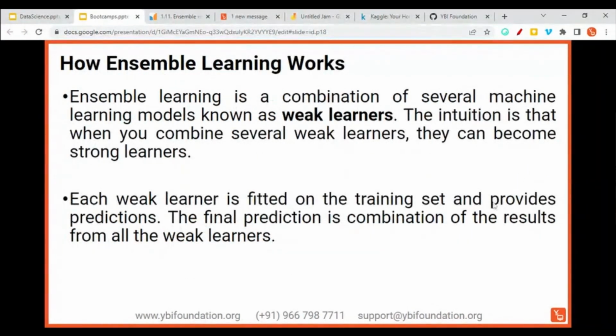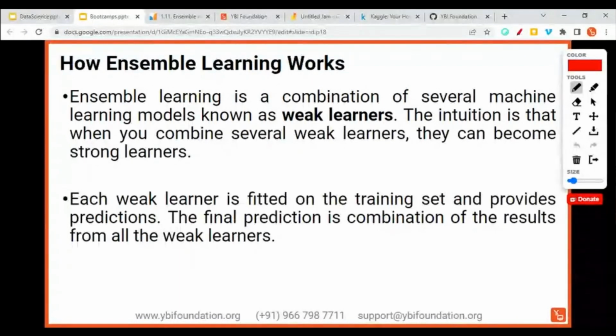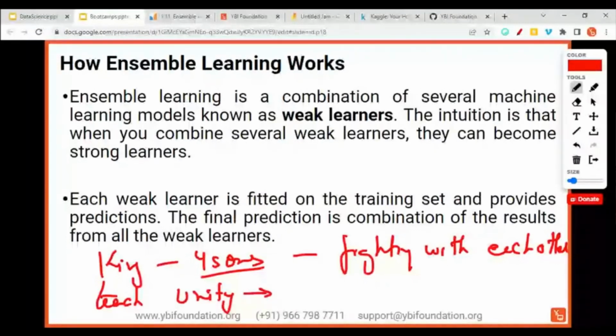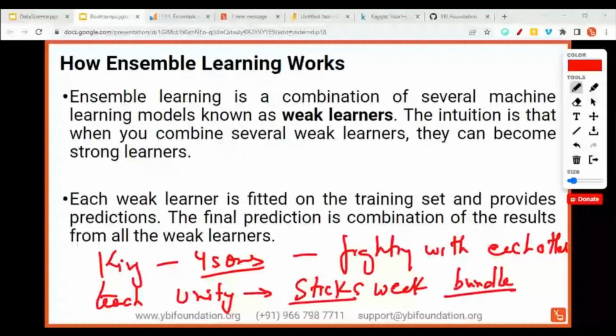So now move ahead. How does the ensemble work? Like, for example, there is a story that there is a king with 4 sons, all fighting with each other. We had such a story in our school time. So now the king wants to teach his sons the power of unity. So what did the king do? There are sticks, and he asks the sons to break those sticks. Those are weak sticks, so each one of them can break a stick. But when you put those weak sticks in a bundle, none of the sons was able to break the bundle. It means weak sticks when combined together become strong. Is it so? We had such a story, right? This is what the story is all about.